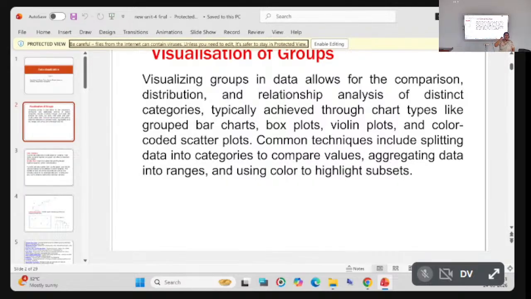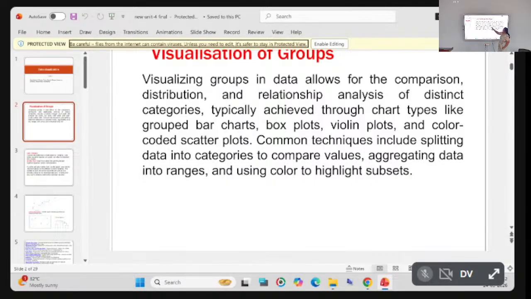How are you visualizing groups? Next is visualization of trees, visualization of networks, visualization of clusters. How are you viewing these groups? Visualizing groups in data allows for comparison. So how are you comparing this data? By using bar charts, grouped bar charts, box plots, violin plots. You have to know what all these things are. And color coded scatter plots.